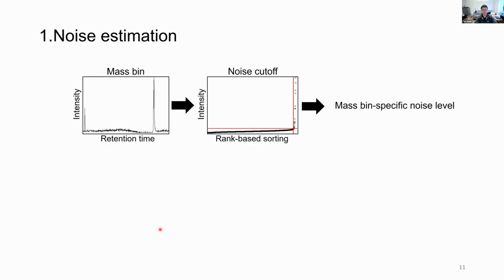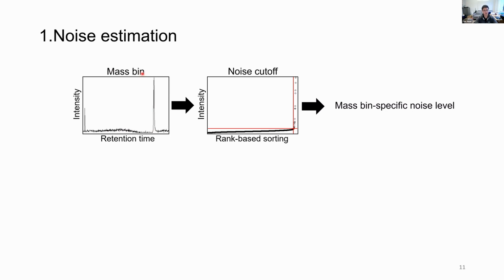To achieve this, there are several steps, and I would like to introduce them one by one in the following slides. First is noise estimation. Noise estimation is trying to find which of those signals are contributed from noise and which are real metabolic features. We did it slightly differently from what people do conventionally. We do the noise estimation for each mass bin, and notably the mass bin is different from a mass spectrum.